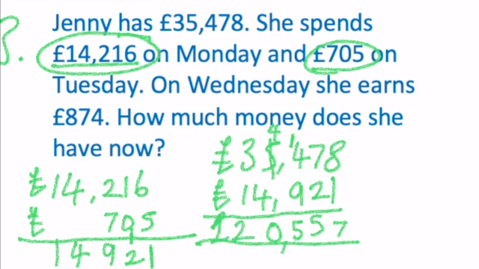So she starts with 35,478. She spends 14,216 and £705. I added them together, so she's left with £20,557. However, she then earns, so she must have some kind of business to earn that much money. She earns £874. So we now need to add onto the 20,000. Going to have to write this quite small. In fact, let's use a different colour so that it stands out.